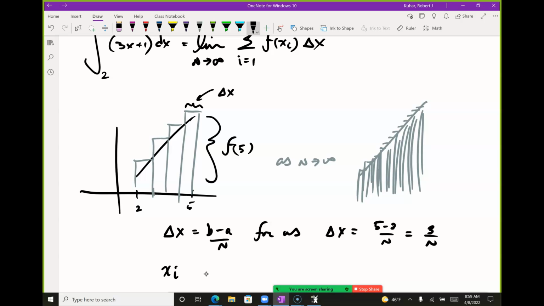My x sub i is going to start at the beginning. It's always going to be a plus delta x times i. So for us, x sub i is 2 plus 3i over n. So I'm saying, oh, start at 2, but then move to the next delta x. Okay, then start there, move to the next delta x, and then to the next delta x, right? So I'm going to keep adding a delta x as I move to the right for each rectangle.